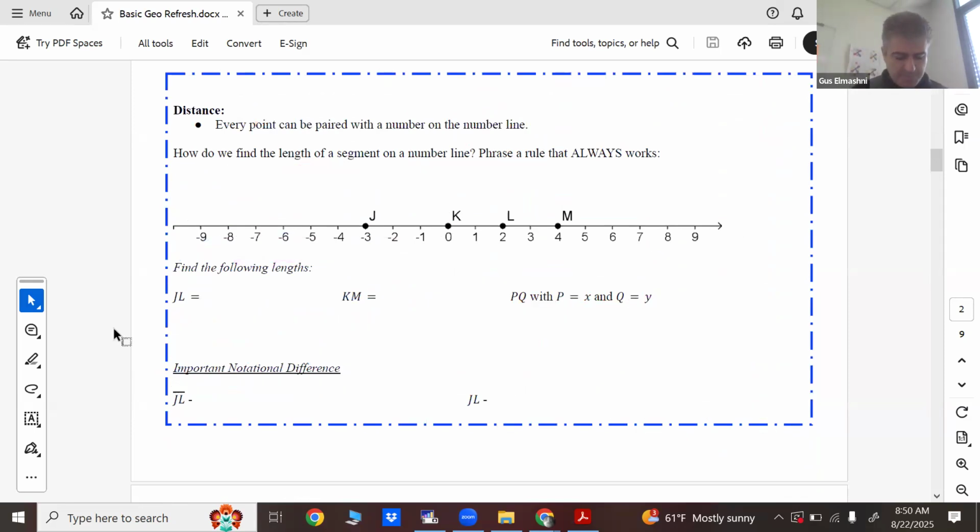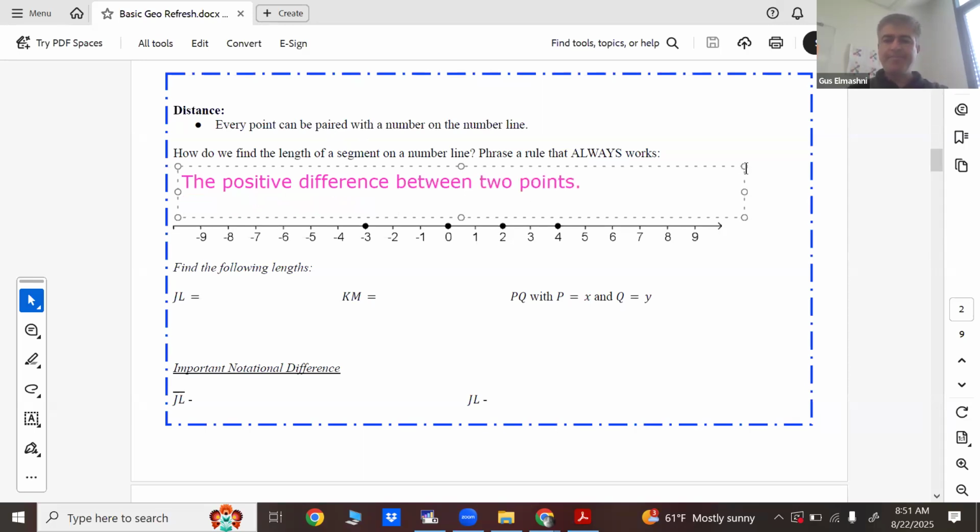Distance: every point can be compared with a number on the number line. How do we find the length of a segment on a number line? Please phrase a rule for that. Okay, here's how I'm going to phrase it. It's simply the positive difference between 2 points. That's it. Just keep it very, very flat. Positive difference between 2 points.